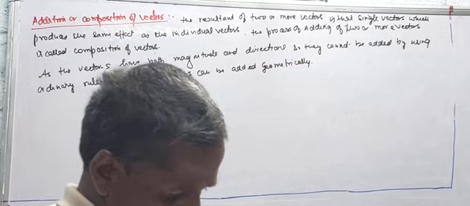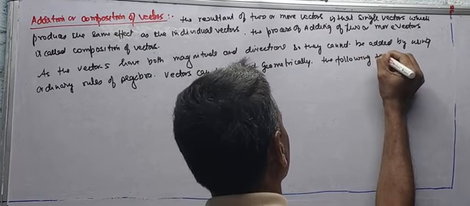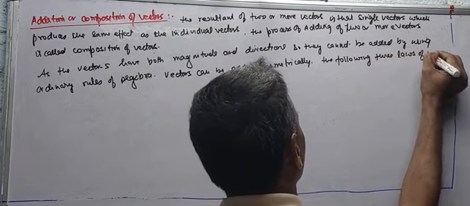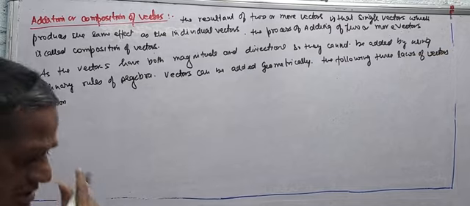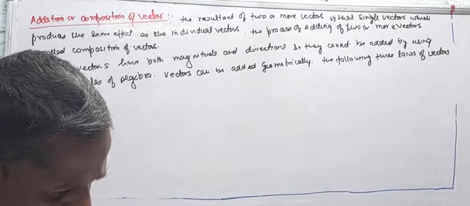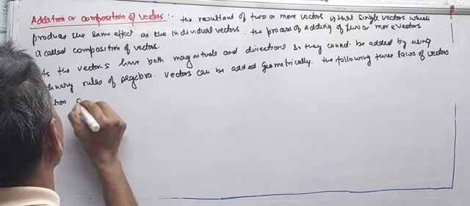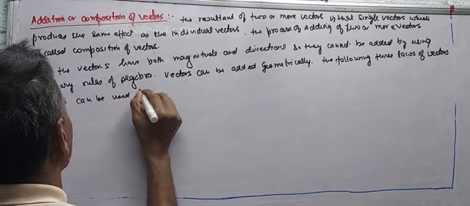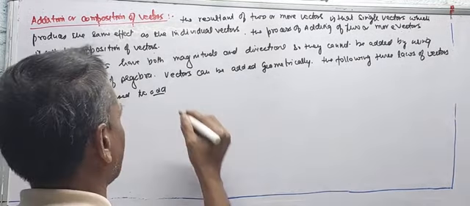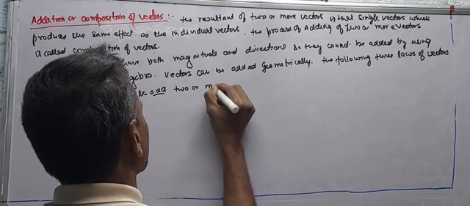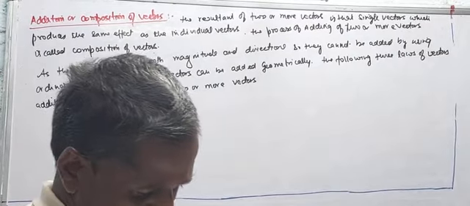The following three laws of vectors addition can be used to add two or more vectors having any inclination to each other.